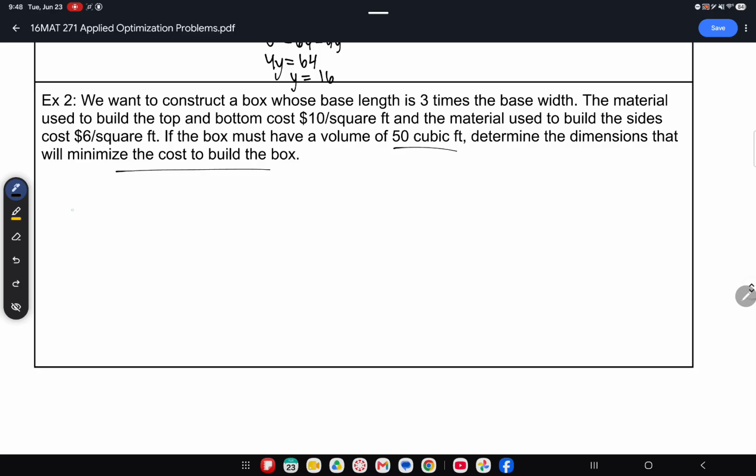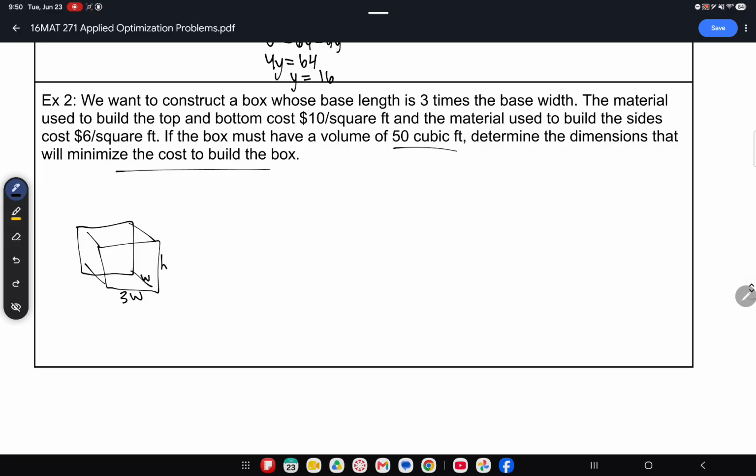All right, this one I might want to draw a picture. So I have a box whose base length is 3 times the base width. So we've got width and then 3 times that. And that's the bottom. I don't know how to draw this box. Okay, now I've drawn a box. Let's do 3W and W. All right, so we know that, I don't know the height. Let's just call that H.